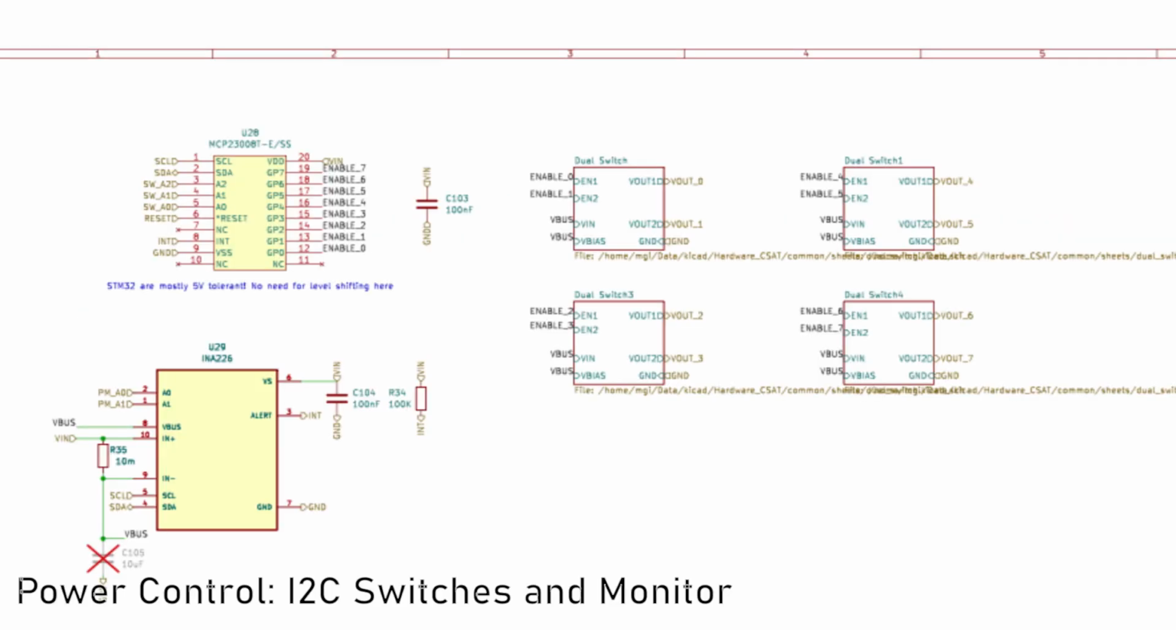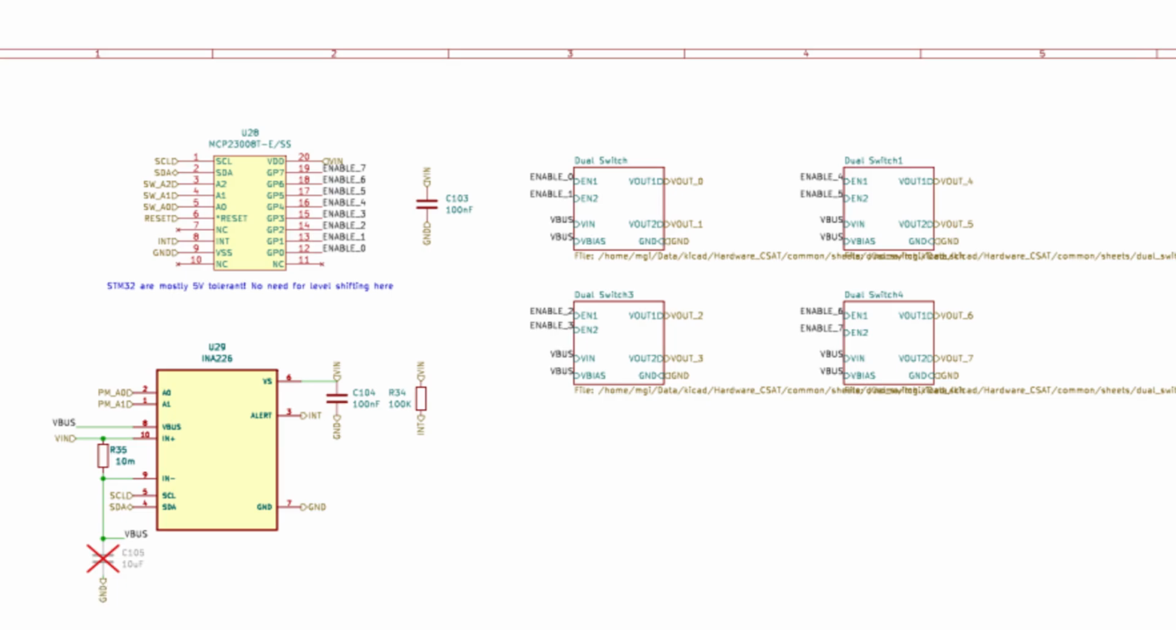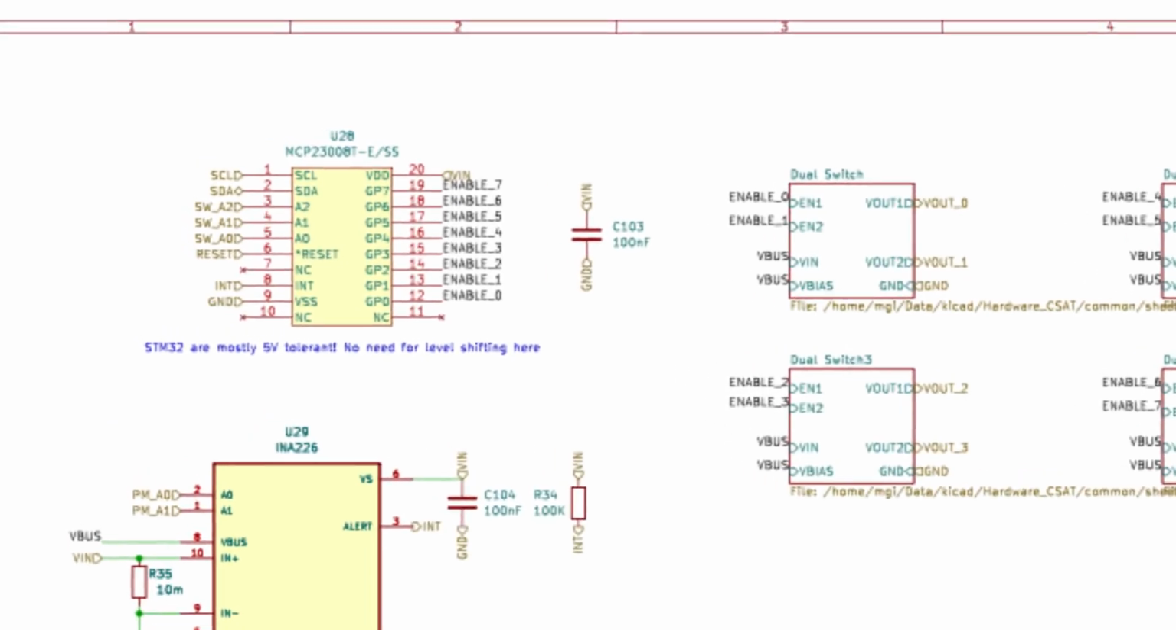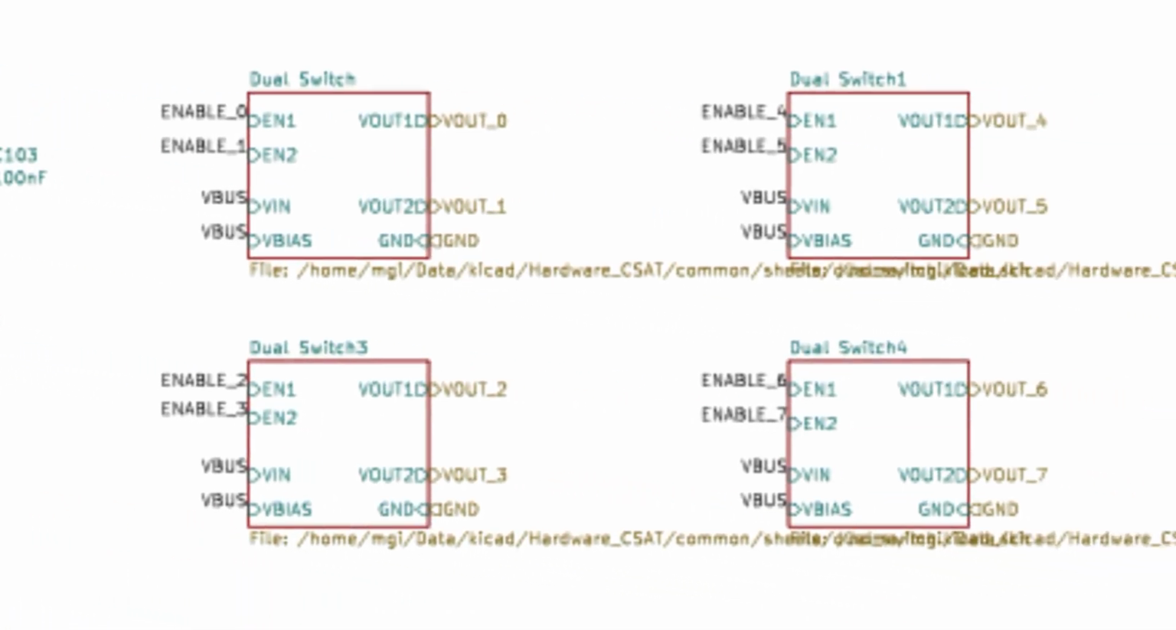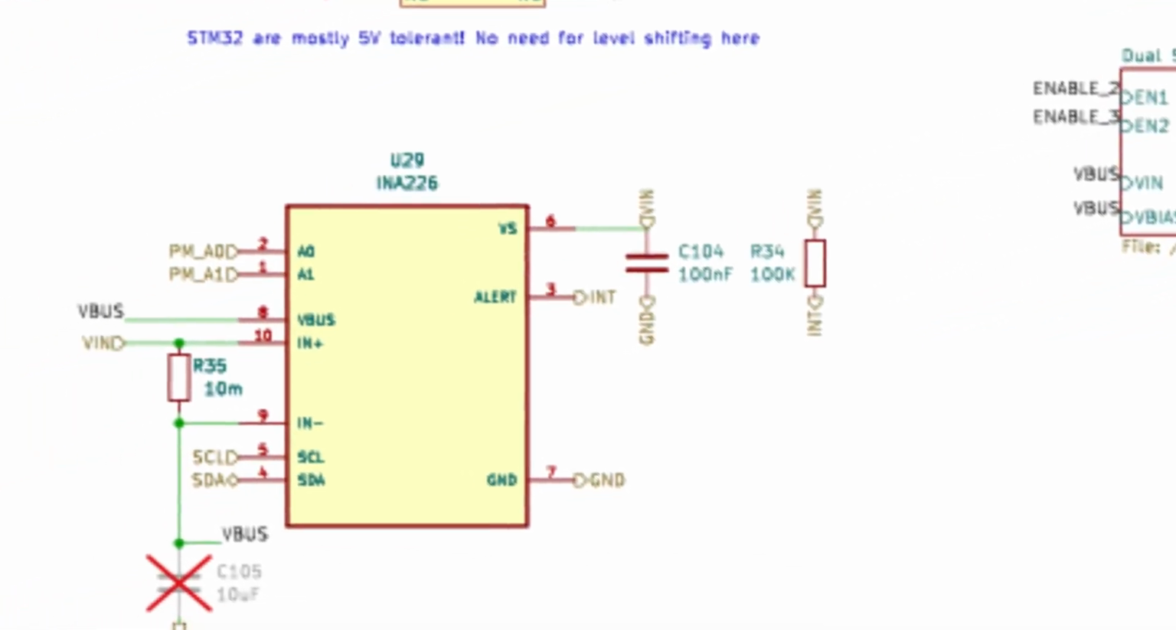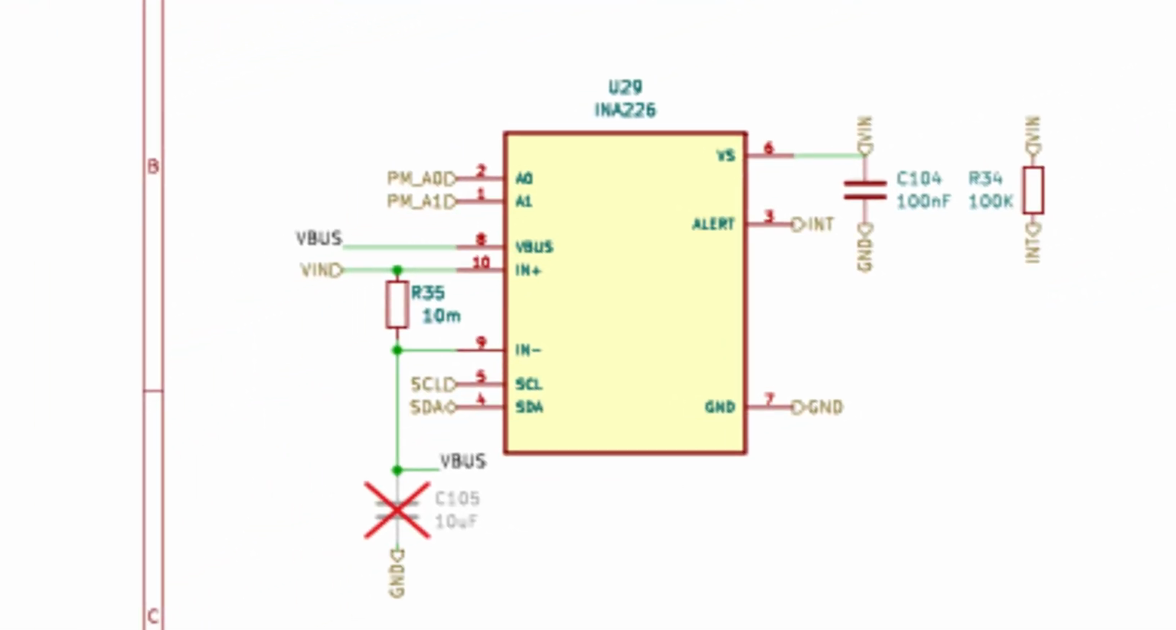This sheet lets me measure and control power rails over I2C. It's how the CubeStack monitors subsystem health. An I2C GPIO expander enables and disables the dual switches we just saw, so any sheet can include others. An INA226 measures current and voltages ahead of the switches and alerts the MCU should too much power be drawn.